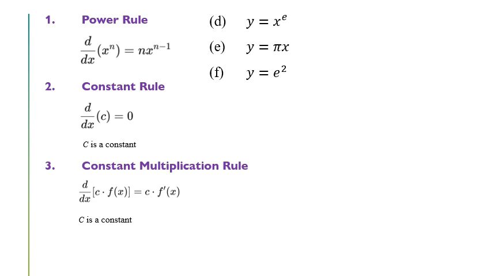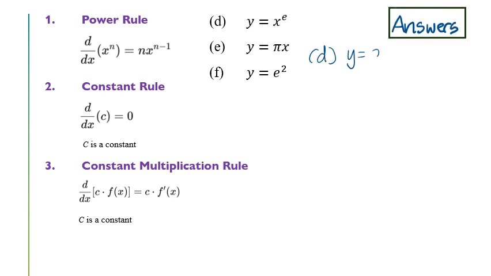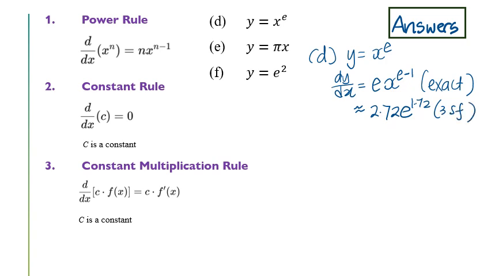Right, next one, x to the power of e. So we bring e to the front, then e minus 1. So this is the exact value. Non-exact value means you have to evaluate e. So e is actually 2.72, and 2.72 minus 1 is 1.72. So you can leave it in the exact form or leave it as a value to significant figures. But of course, if the question requires you to leave it in exact form, then that should be the answer.